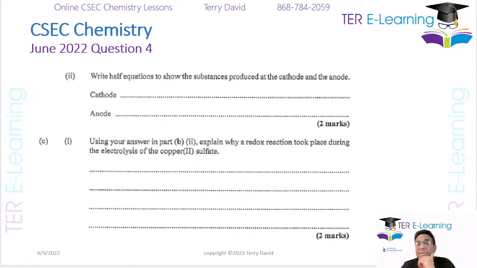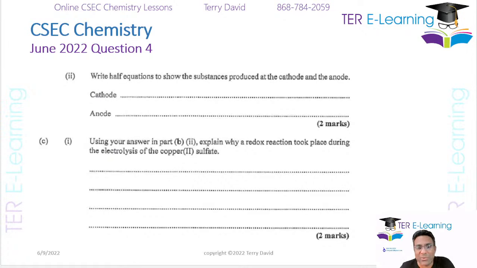Now, write half equations to show the substances produced at the anode and at the cathode. So this is one of those things that some students may have had a little trouble with, because they were trying to remember what's supposed to happen in this electrolysis reaction. What did you all put for that? So there are two reactions that take place.